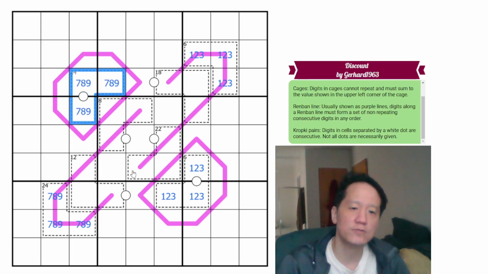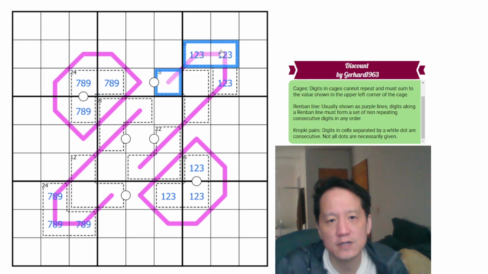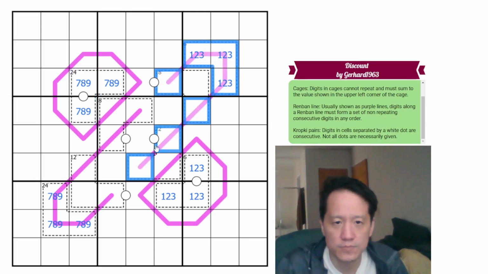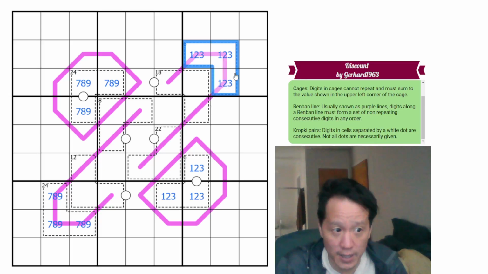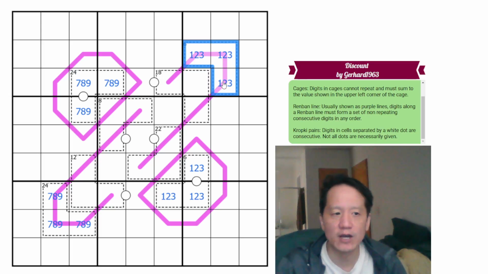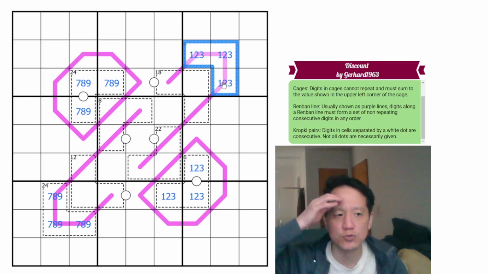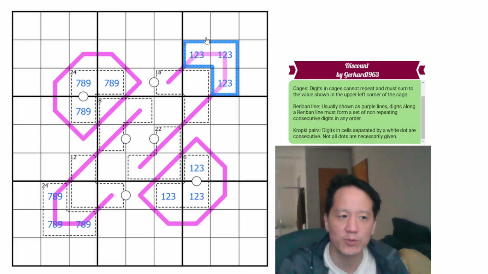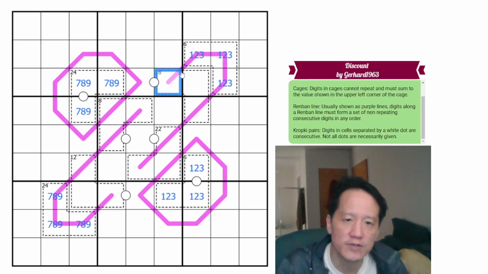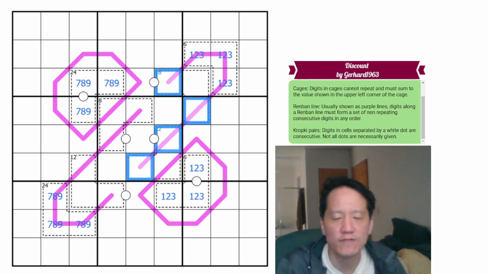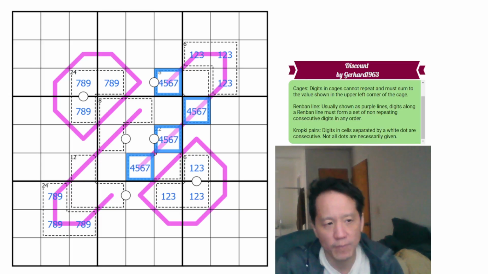Well, notice one thing about these cages, particularly this cage and this cage. They are on a Renban line. And remember when I said that if you had a 1 on a Renban line, you would know that it would have to be consecutive all the way up to the length of the Renban line, right? It would have to be 1 through 7 in the case of a 7-length Renban line. Therefore, all of these must be 4 through 7, right?